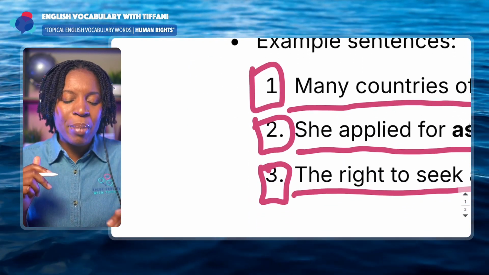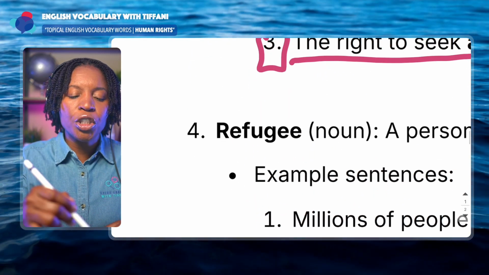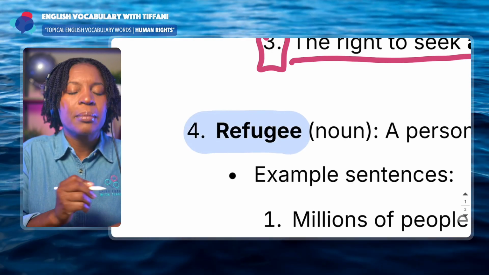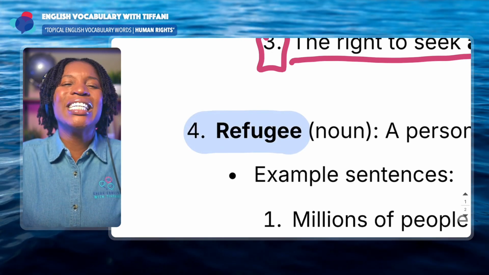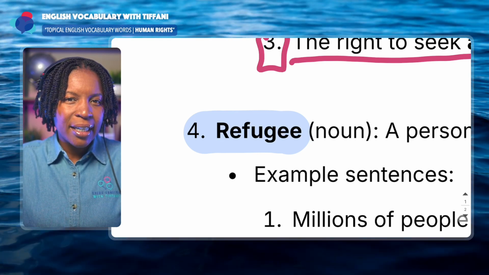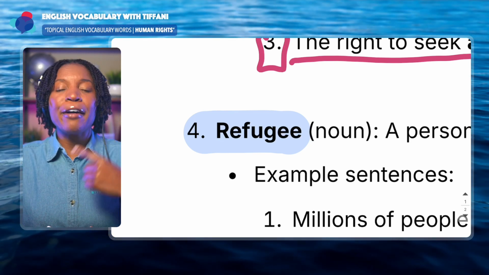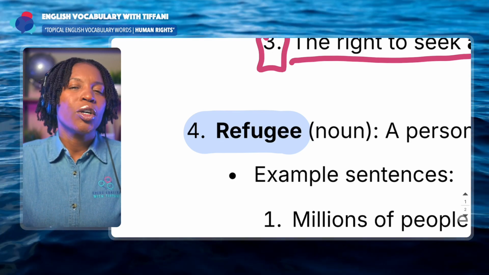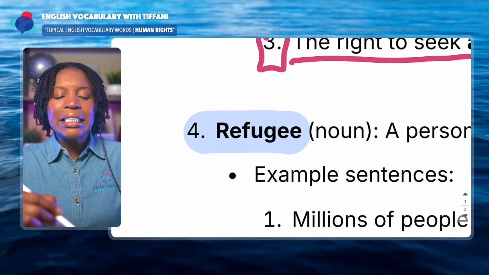All right. Now let's move on to our fourth word. Remember, we're speaking about human rights. So I want you to repeat after me. Refugee. Good. Again, refugee. Excellent. Last time after me. Refugee. Great job.